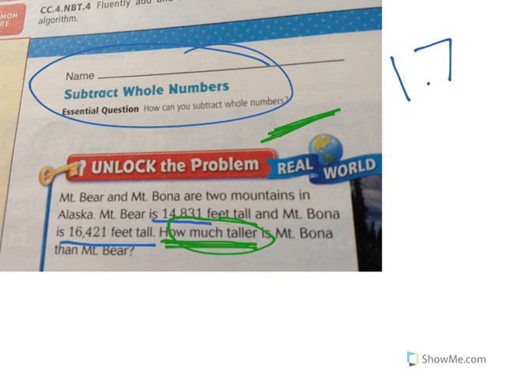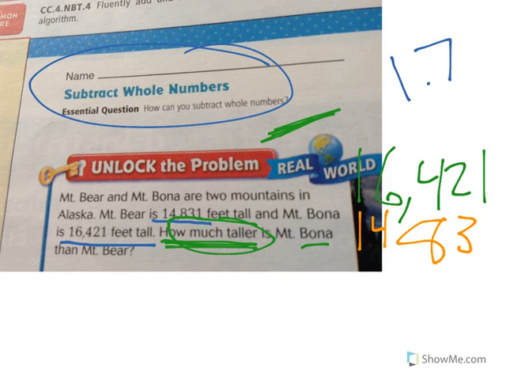So the first question is, what number goes on top in a subtraction problem? The big number or the small number? Correct, it is the bigger number. So I have 16,421 minus 14,831. Okay, let's subtract some numbers.